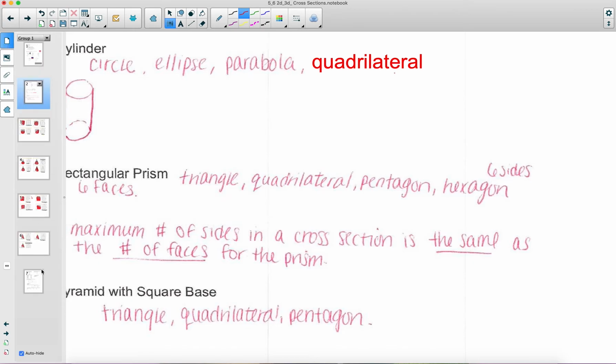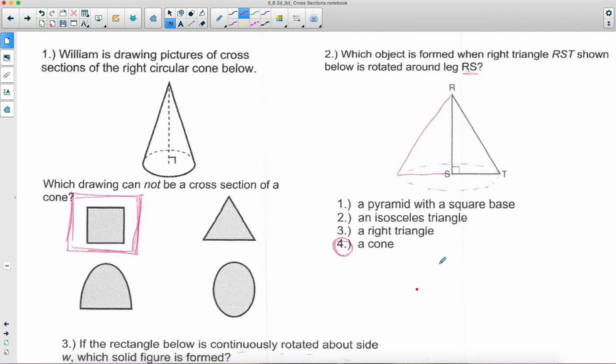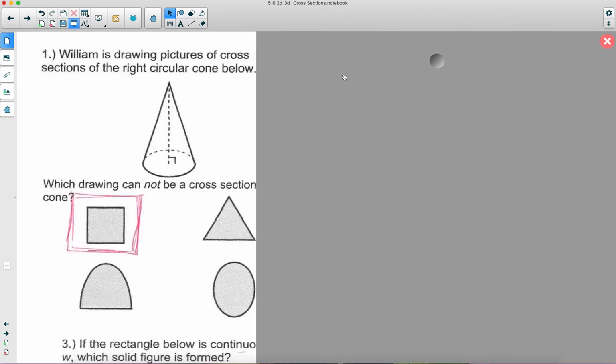Okay, and remember, this is a video, so you can stop, rewind, copy, listen again. It's up to you how you want to use the video. So here are just some practice questions to relate cross sections.